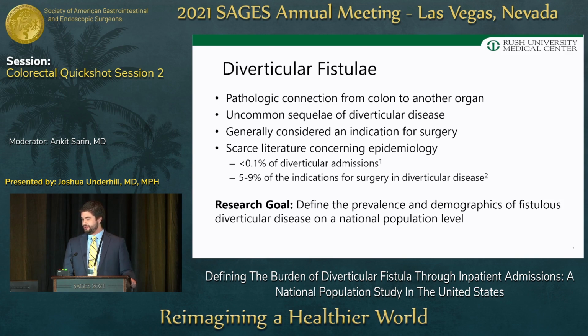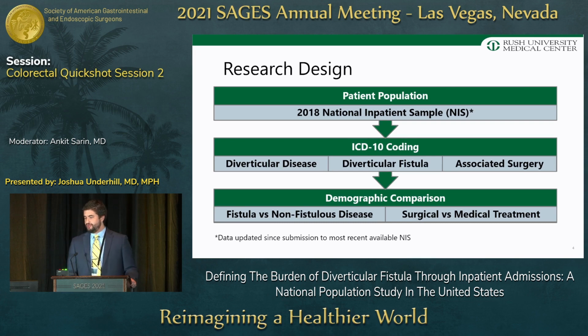The goal of our project was to define the prevalence and demographics of fistulous diverticular disease on a national population level. In order to do this, we used the 2018 National Inpatient Sample, which is a healthcare claims database that has a sampling of 20% of the admissions of all hospitals that participate in the Healthcare Utilization Project, which includes hospitals that are public, private, and academic. We used ICD-10 codes in this NIS in order to identify patients who had diverticular fistula, other diverticular disease, and for patients who underwent associated surgeries for diverticular fistulas.